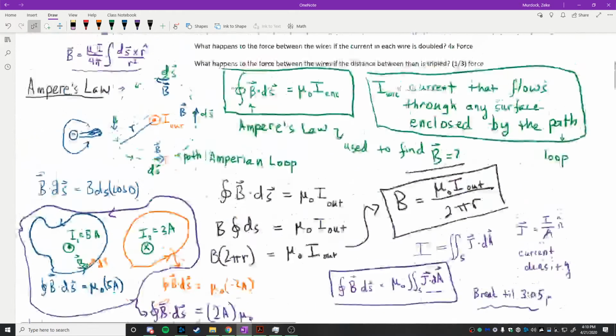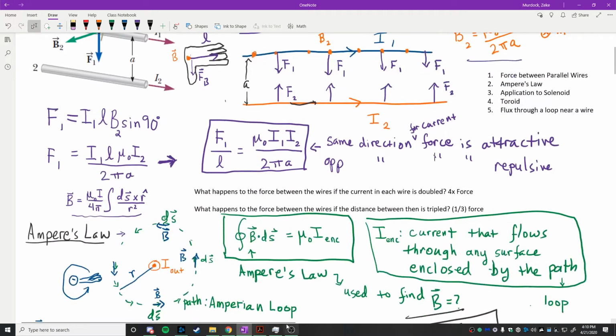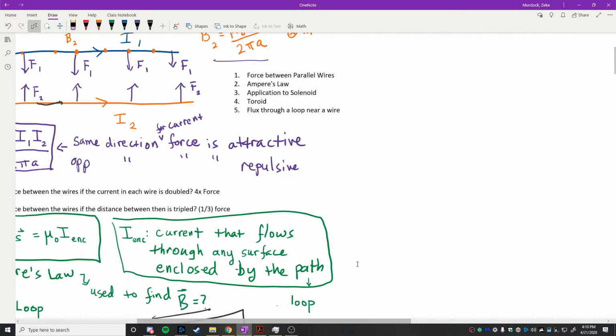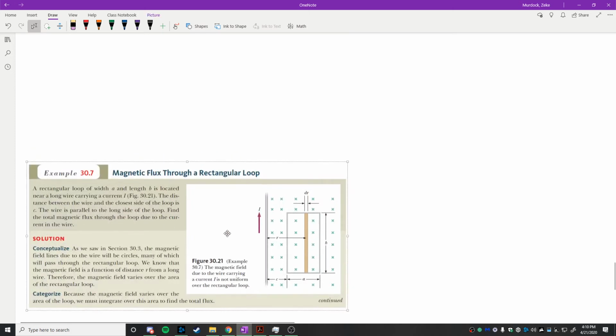All right, let me go back up to our list of things. I think we're talking about the flux through looped wire now, right? We're actually going to have a little more extra time, so we're going to use that to talk as an introduction to Faraday's law. So let's do this last problem here. There it is. Move it up some.